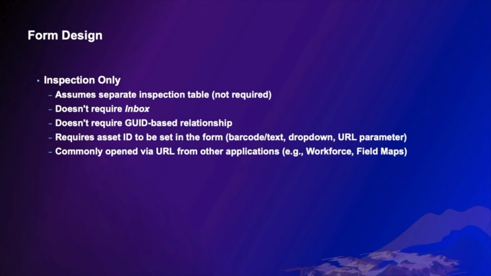Another option is to have a form that only edits the inspection information. Because this form doesn't have a repeat section for the inspection, it can be much more flexible, not requiring the inbox or a GUID-based relationship. It will need to have some way to specify which asset is being inspected. This can be done using text entry, barcode scanning, a selection question, or having the value passed in through another application like Workforce. When opened via another application, it is possible to copy additional data from the opening application into the form.